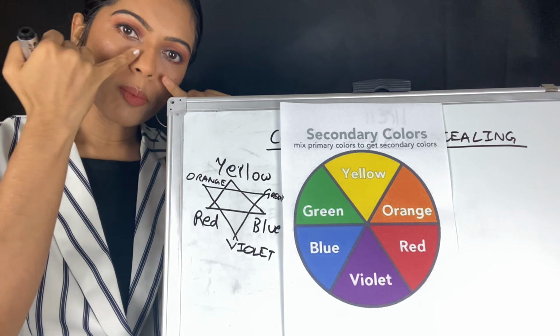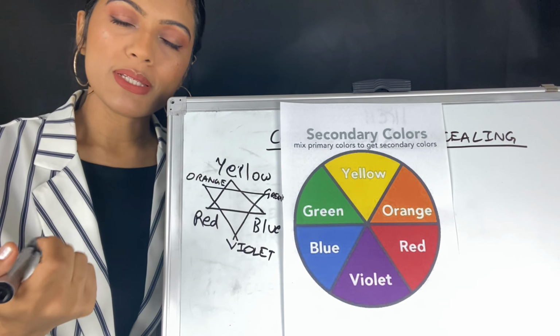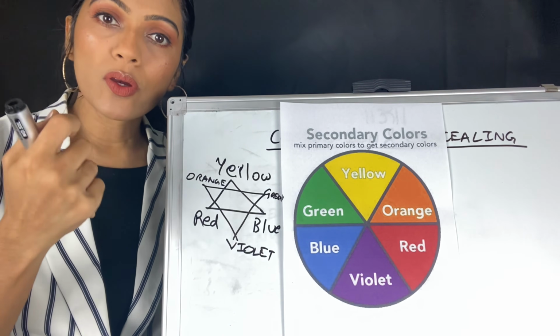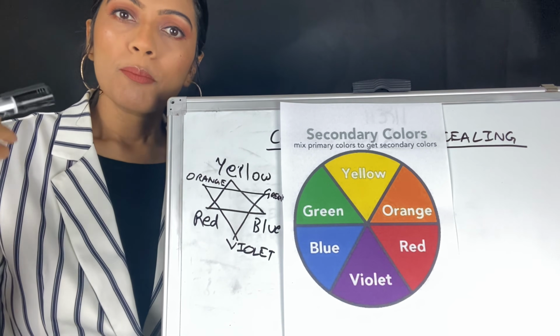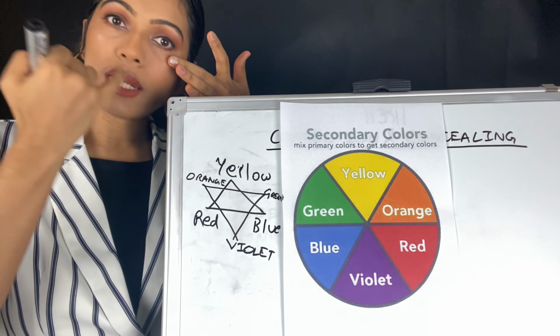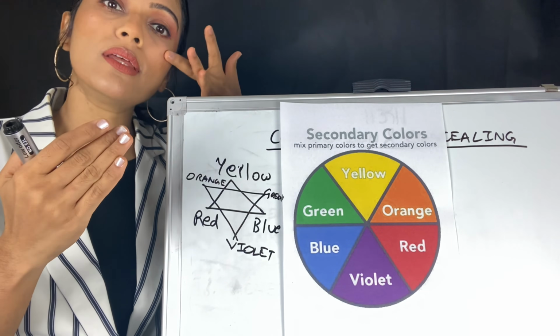So guys, if we talk about our under eyes, what happens? Why do we have dark under eyes? Because of the blood clots in our veins. Because of that we get dark under eyes. Actually, the problem is in the veins.